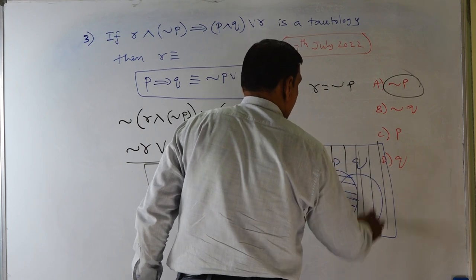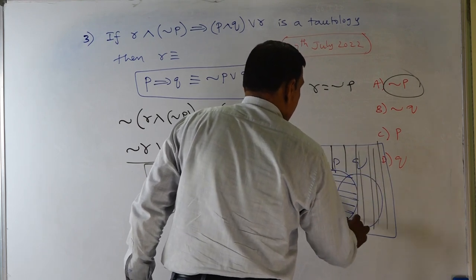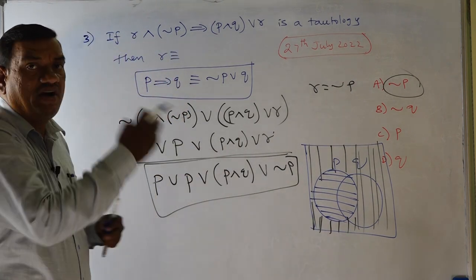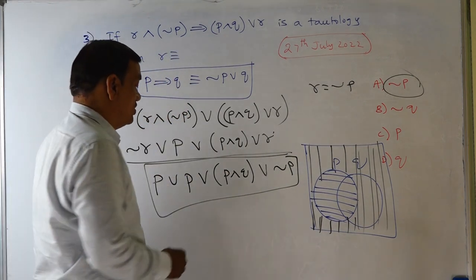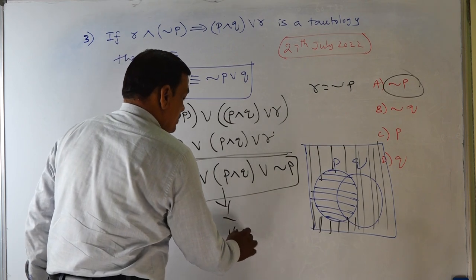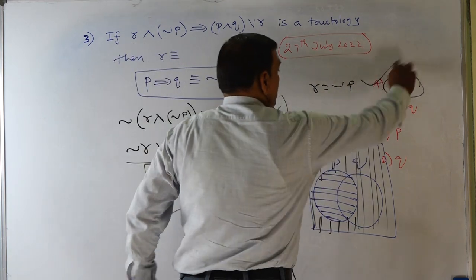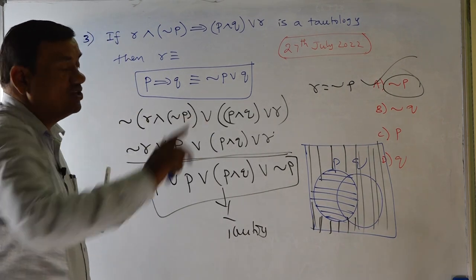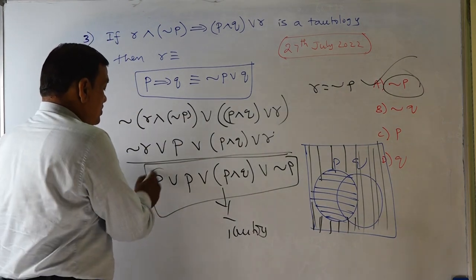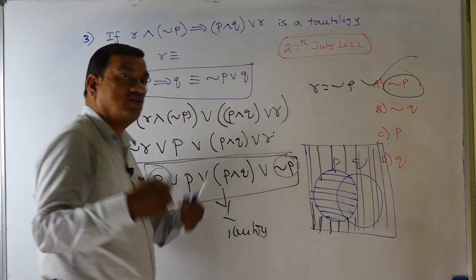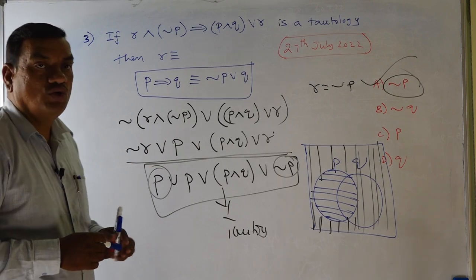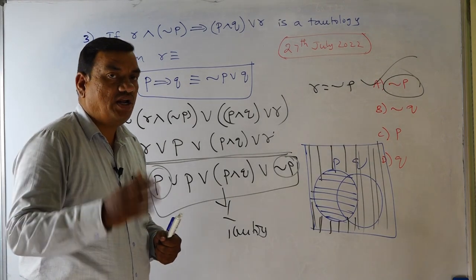Already in so many previous classes I told you, if the complete Venn diagram is shaded, then it is a tautology. Yes, it is a tautology. So, therefore, option A is the correct answer. That's all. If the total Venn diagram is shaded, by seeing that P and negation P are there, your problem is over. Okay, it is a tautology. So, I hope that you understand this solution. Let us go for the next problem.